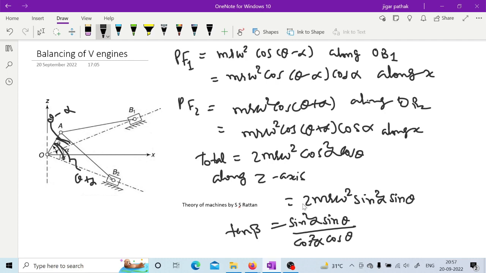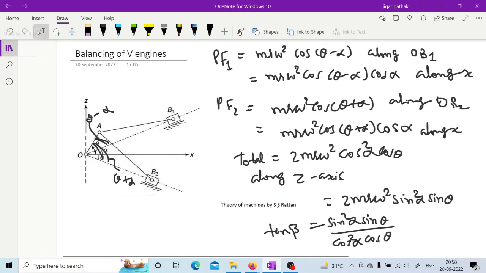The same you can also do with secondary force. In that, mr omega square by n cos 2 theta minus alpha and cos 2 theta plus alpha will be there. Again you will take components along x-axis and z-axis, and again you will find the resultant, as well as tan beta dash. So I am not mentioning all these things again here for this V engine. You can do that in short. So this is how you can have balancing of V engine.